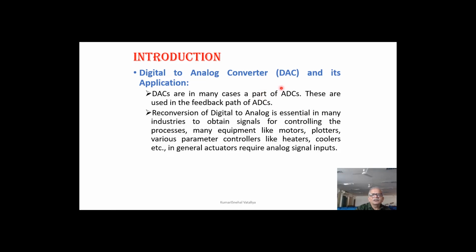Digital to analog converter, DAC, and its application. DACs are in many cases a part of ADCs. These are used in the feedback path of the ADCs. Reconversion of digital to analog is essential in many industries to obtain signals for controlling the processes. Many equipment like motors, plotters, and various parameter controllers like heaters, coolers, etc., in general actuators, require analog signal inputs. This is a very important application in the industry for DACs.